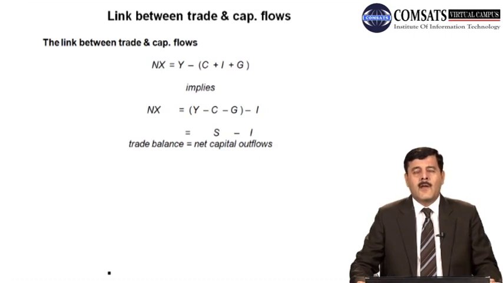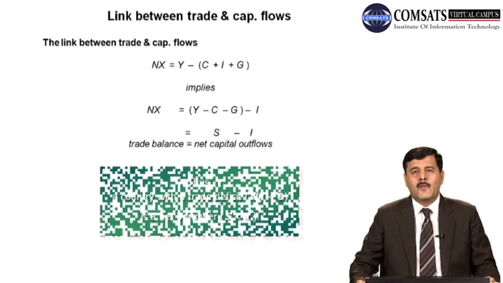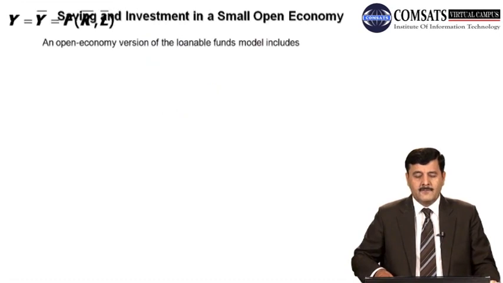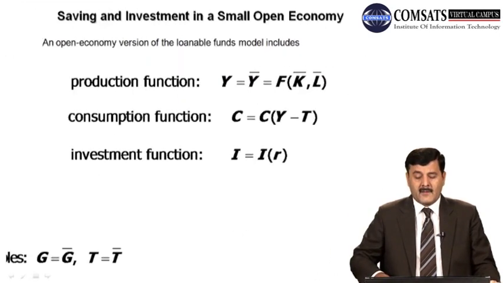So NX is equal to the difference between saving minus investment, or you can say the purchase of foreign assets by the domestic country minus the purchase of domestic assets by foreigners, right? So the difference between capital outflow and capital inflow is the net capital outflow. Net exports is equal to the difference between these two flows in the economy, capital outflow and inflow. So we can relate these two parameters, and we can explain this.